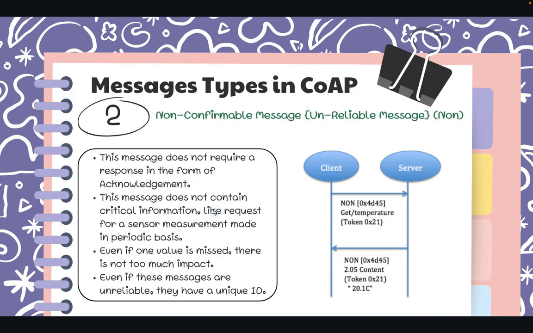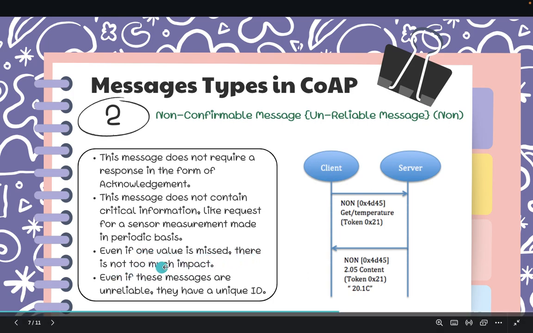What it does means it will generate its data continuously. So we can take some samples and we will ignore some other samples. But for all the samples, there will be its respective value. Some samples will be taken into account, some will not. Even if one value is missed, there is not too much impact. So even if these messages are unreliable, they have a unique ID.